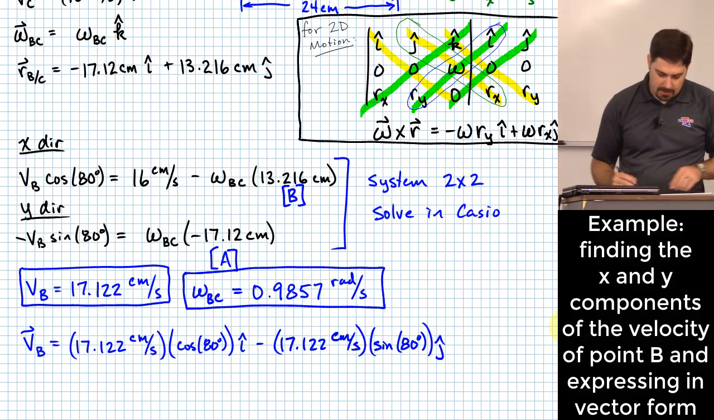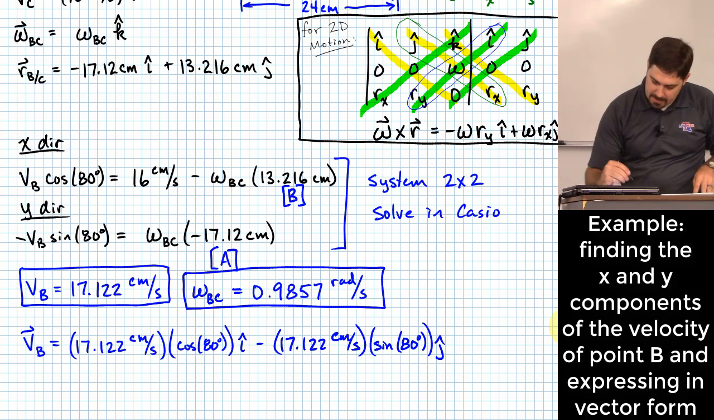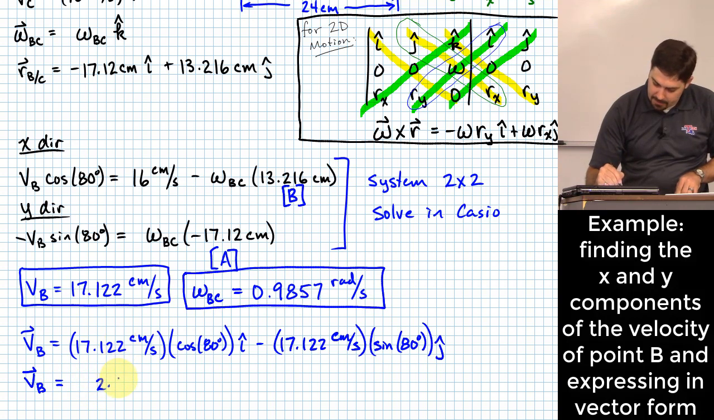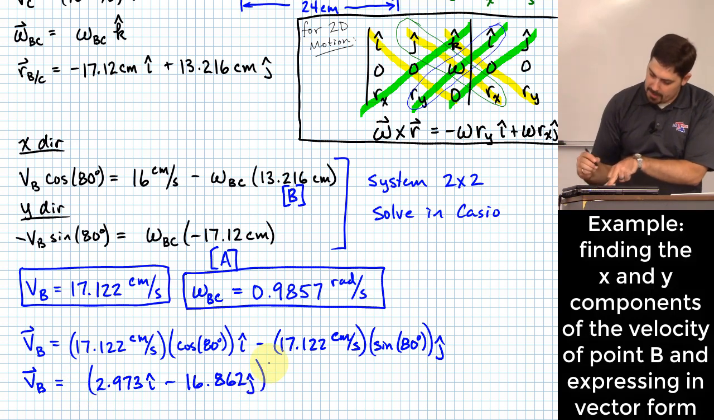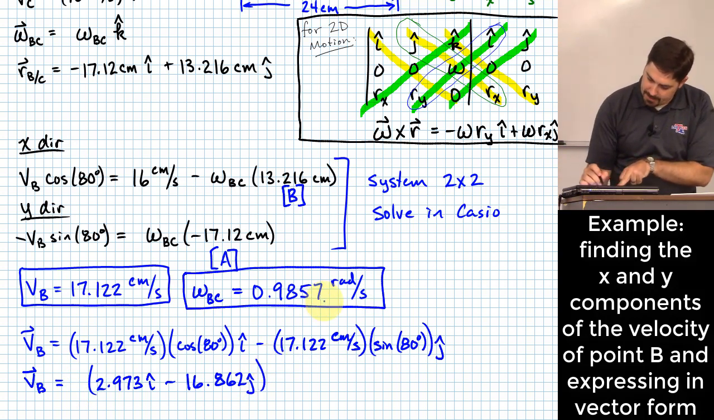Okay, and if I punch those in, this basically tells me that V sub B is going to be equal to 2.973 I minus 16.862 J, and this would be in units of centimeters per second.